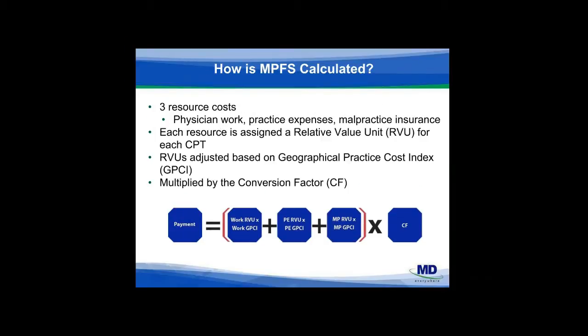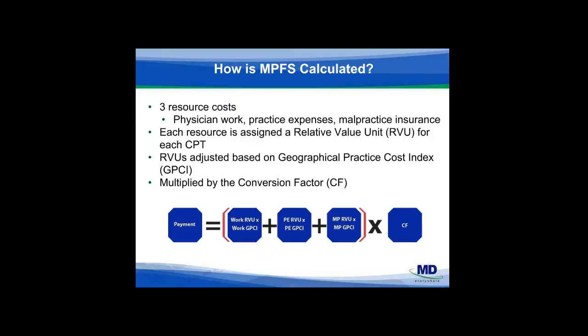The fee is composed of costs associated with physician work, practice expense, and the professional liability insurance associated with providing the services. Each of these elements is assigned a relative value unit for each of the individual CPT components. The work RVUs reflect the relative time and intensity associated with furnishing the services to Medicare beneficiaries and typically make up about 50% of the total payment associated with the service.